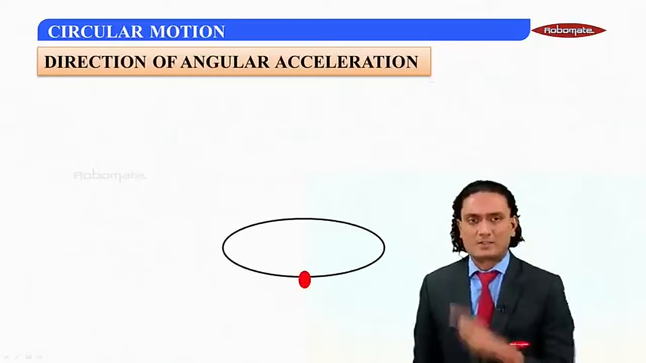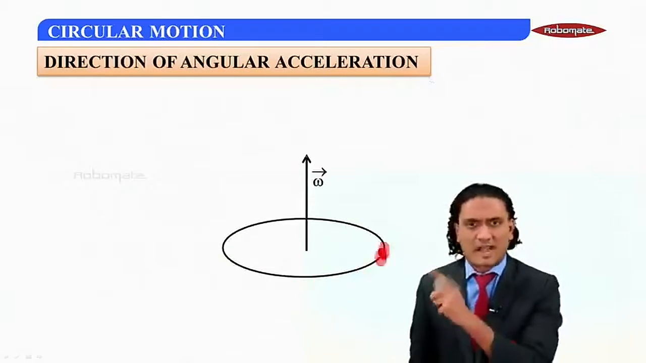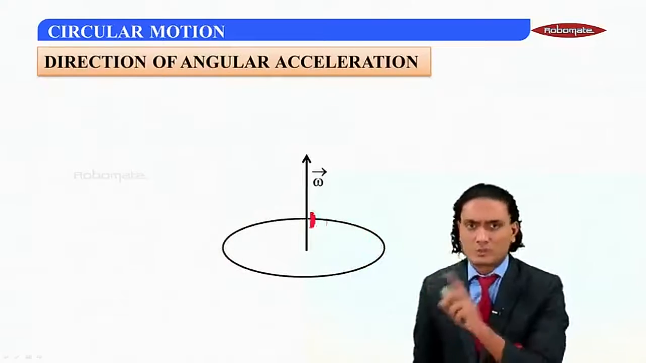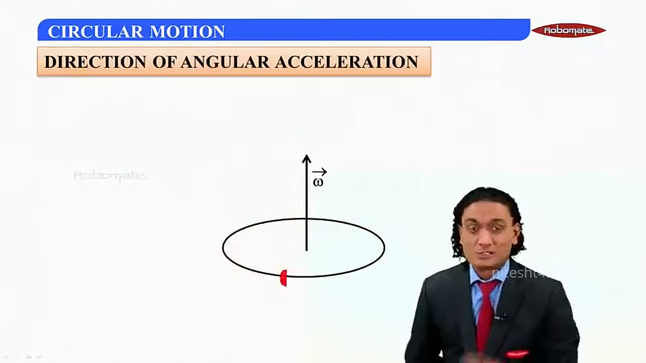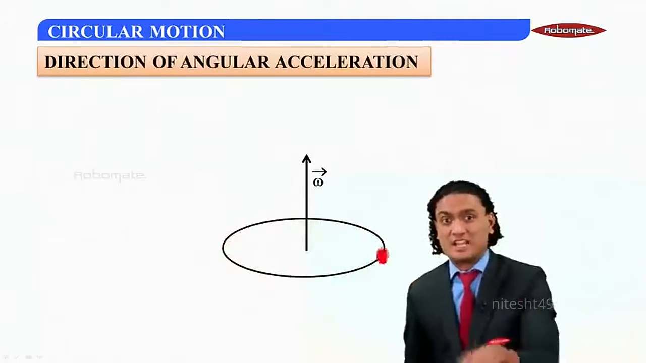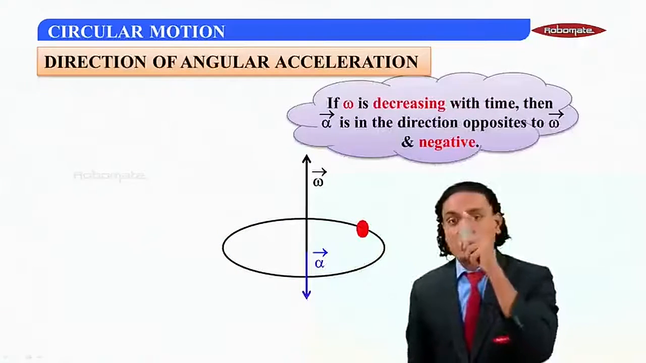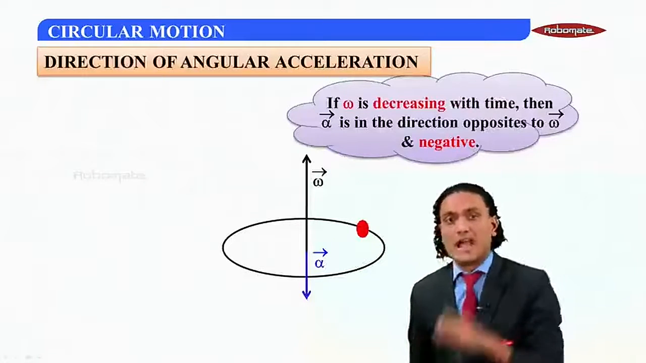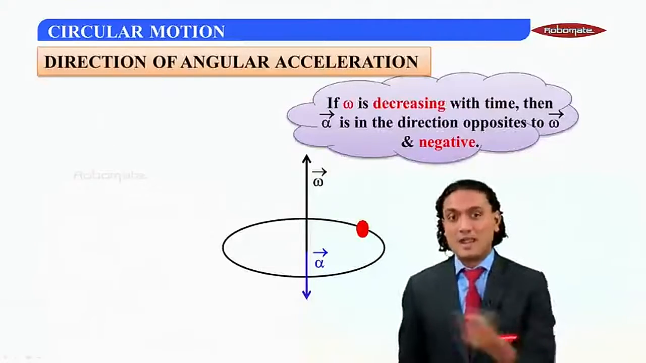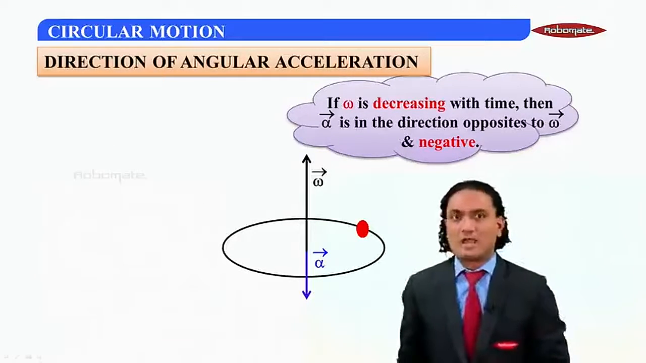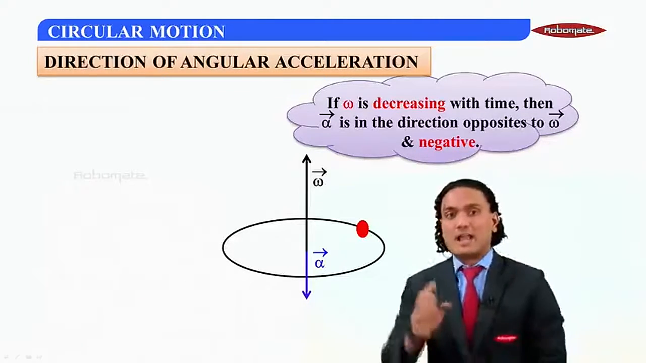Now, let us take a second case. Here again the same particle is going to perform a circular motion. It is also performing in the anti-clockwise direction. So we can say omega has to point up using your right hand thumb rule. Now see what is happening. It is slowing down. Slowing down means the angular velocity of the particle is decreasing. So if the angular velocity of the particle is decreasing, then alpha is in the direction opposite to omega and it is taken as negative. Is that clear? This is how you find the direction of alpha. Omega increasing, alpha in the direction of omega and positive. Omega decreasing, alpha is in the direction opposite to omega and it is negative.